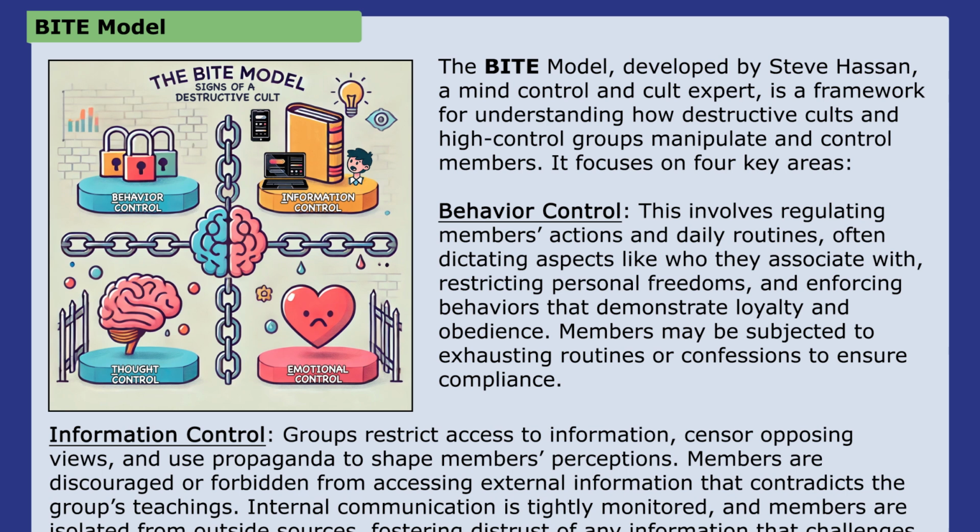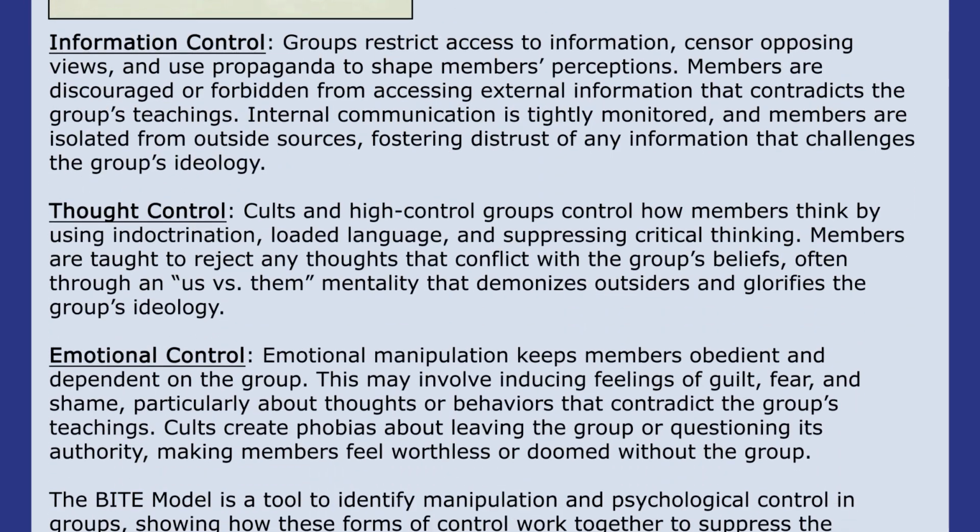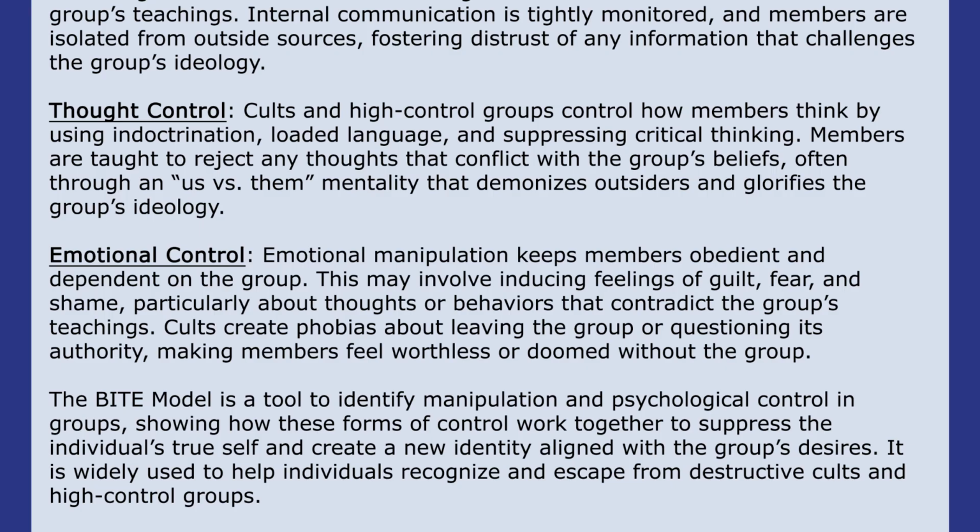Information control. Groups restrict access to information, censor opposing views, and use propaganda to shape members' perceptions. Members are discouraged or forbidden from accessing external information that contradicts the group's teachings. Internal communication is tightly monitored, and members are isolated from outside sources, fostering distrust of any information that challenges the group's ideology.